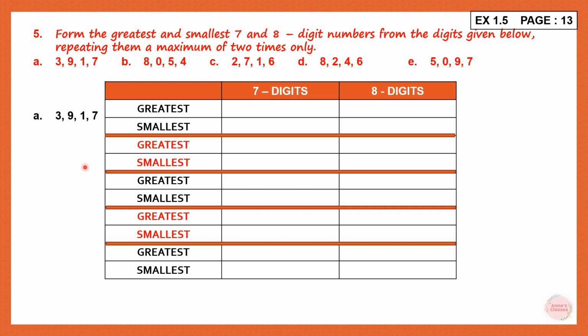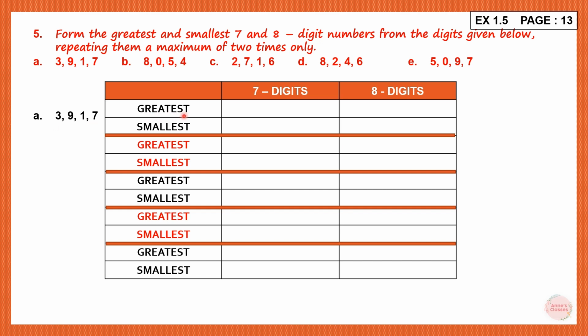Question 5. Form the greatest and smallest 7 and 8-digit numbers from the digits given below. So we have been given digits here. We have to form the smallest and the greatest 7 and 8-digit numbers. There's another condition: repeating them a maximum of 2 times only. That means if you have to use any of these digits again, you can only repeat it twice. You can't write it more than 2 times.